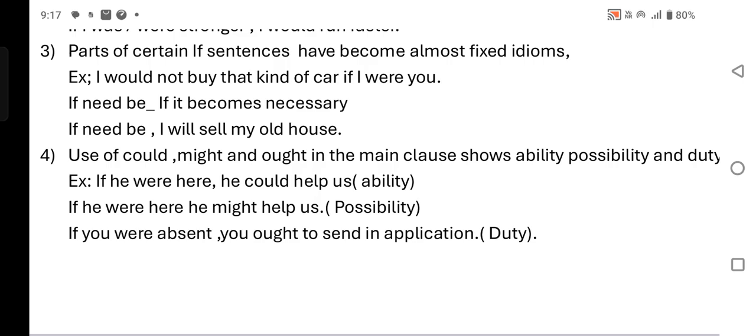Conditional sentences type 1 and type 2 we have already discussed in this video. In our next video, we discuss conditional sentences type 3.